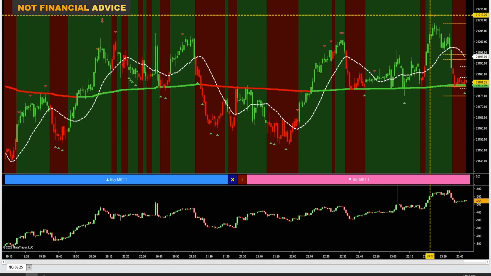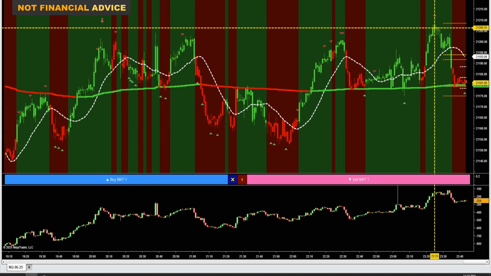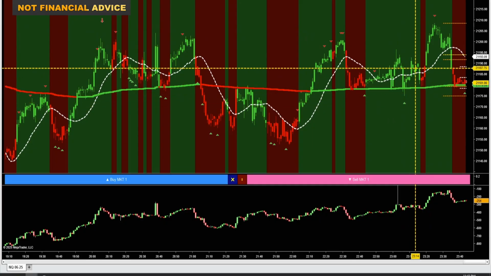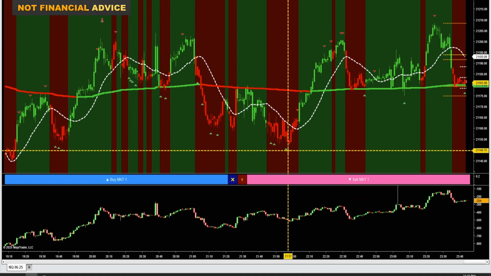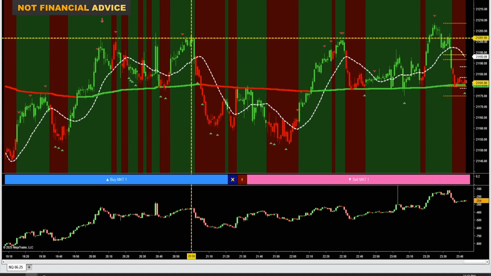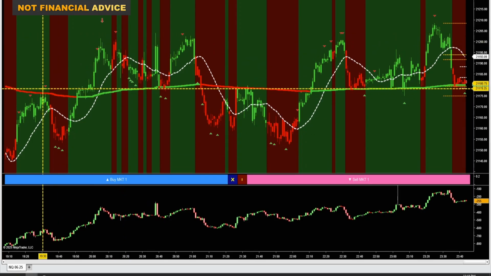We just had some great cumulative delta divergence here, right at the top there. Here's another one right at the bottom. Here's a couple more right at the top. A few more right at the bottom. Great signals.